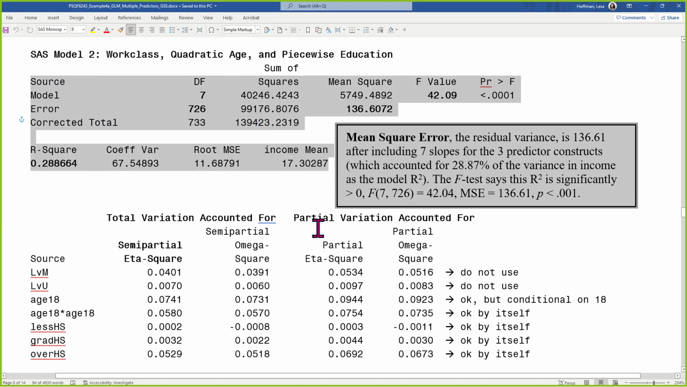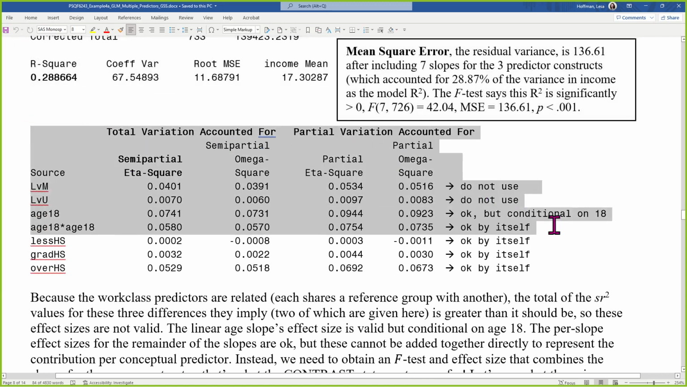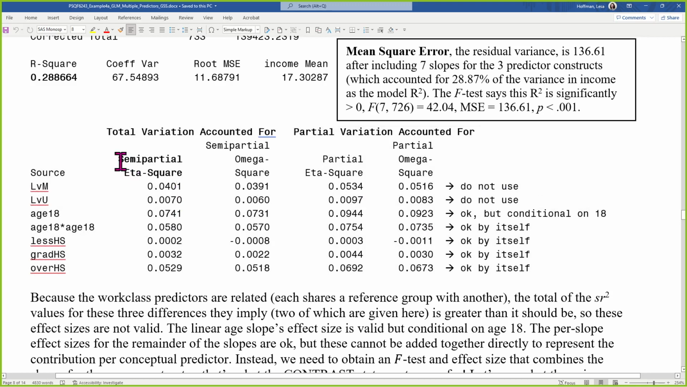Then we get the breakdown that is specific to each individual slope. And this is the part where it starts to get a little bit tricky. So SAS gives you this handy-dandy table that has 4 separate effect sizes in it for each slope. Semi-partial eta square is the one that I'm highlighting. This is how much of the R square is due to that slope. So remember, I got 29% overall. In theory, I should be able to look down this column and talk about how much each individual slope created towards the R square. In practice, though, I can't do that for all the slopes.